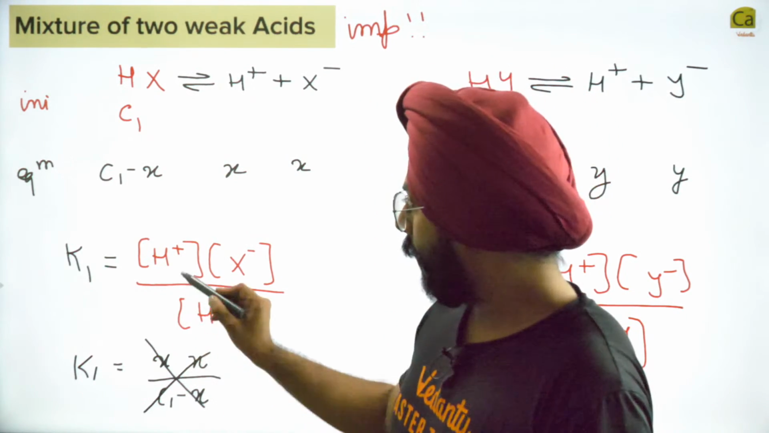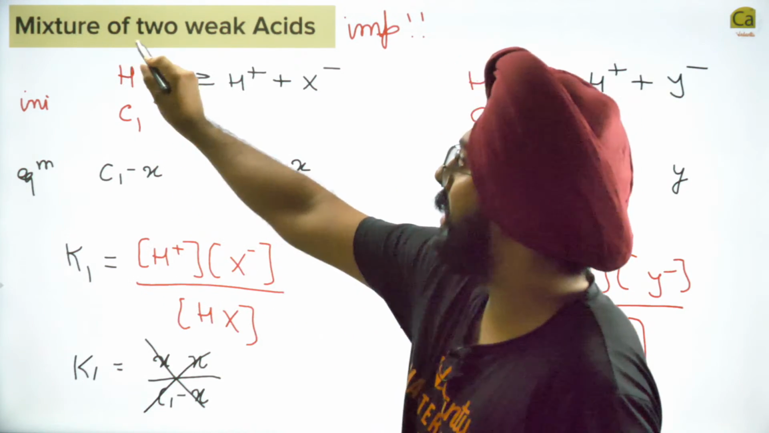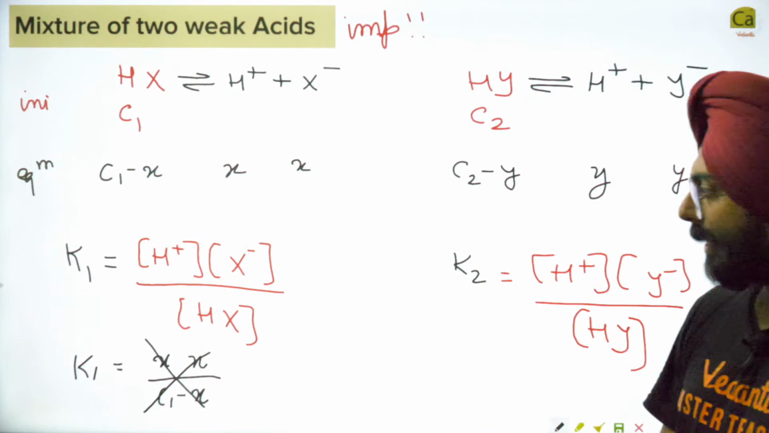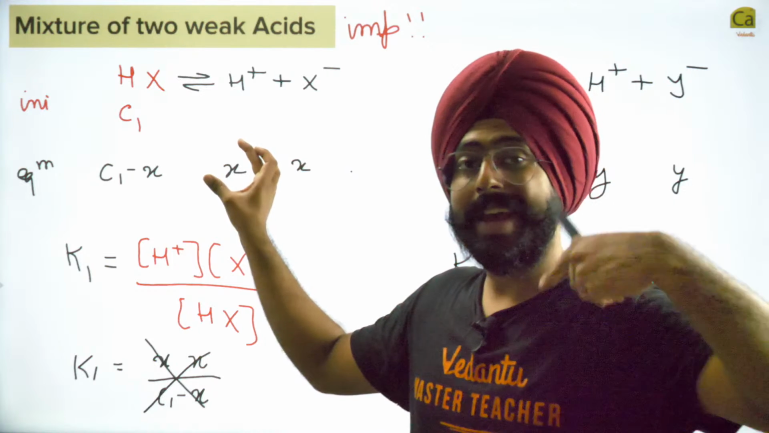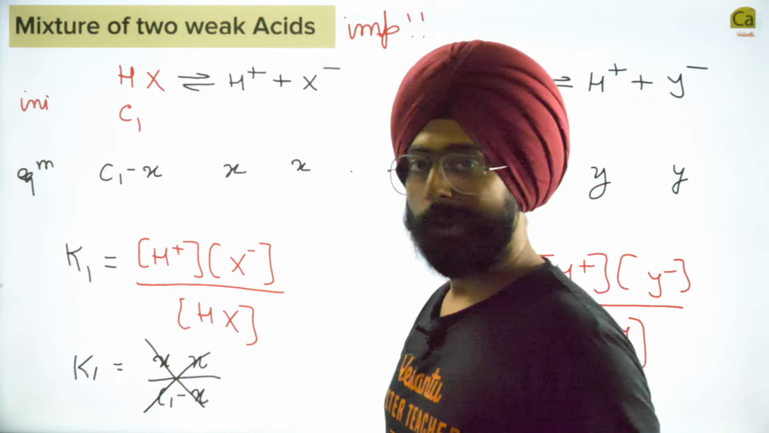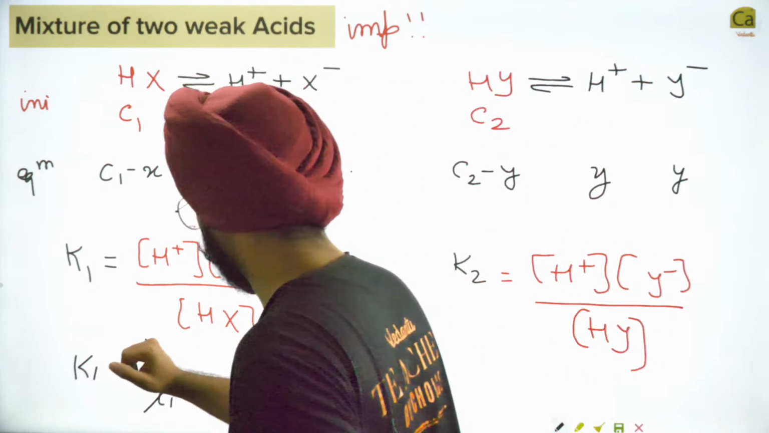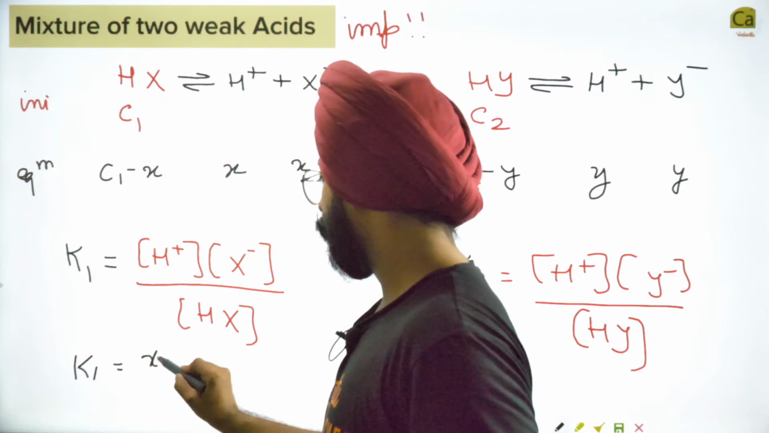Why is it incorrect? Because I have to take the total concentration of H positive. In a mixture of two weak acids, these two reactions are happening simultaneously. In the equilibrium concentration of H positive, I have to take into consideration this reaction and this reaction as well. I have to take into consideration the contribution of H positive from both the reactions. H positive is coming from both reactions. So over here this is incorrect. What I should write is, H positive's concentration is how much? X plus Y.